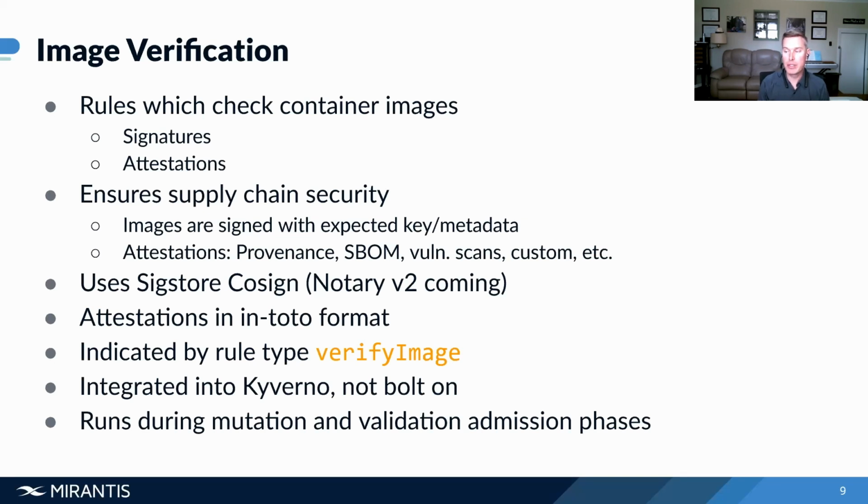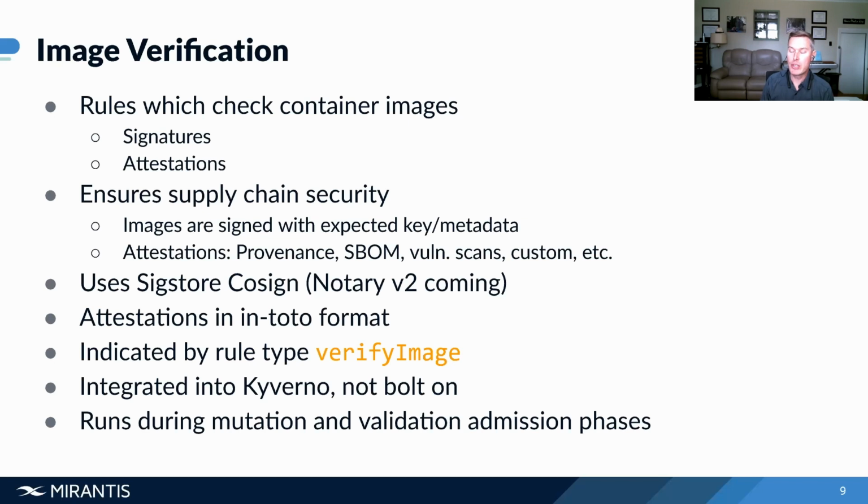Kyverno supports attestations in the in-toto standard format. In-toto is a CNCF project. And this is indicated by a rule type called verifyImages, which you'll see shortly here. The nice thing about this is that it's integrated directly into Kyverno. It's not a bolt-on approach. It's not something that you need to install separately from a separate provider and plumb the two up. If you do want this capability, you simply request it by adding a policy that specifies that you want to verify signatures and attestations. There's nothing else for you to do. There are no knobs that you need to turn on. There's nothing else that you need to deal with. It's all there out of the box.